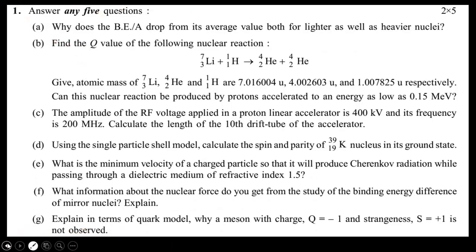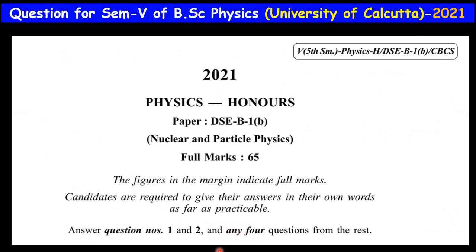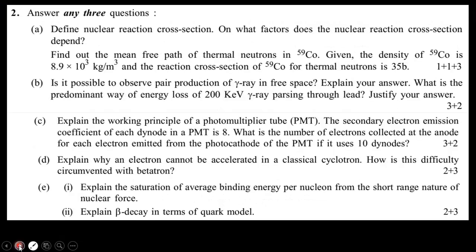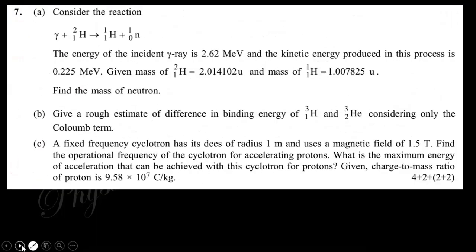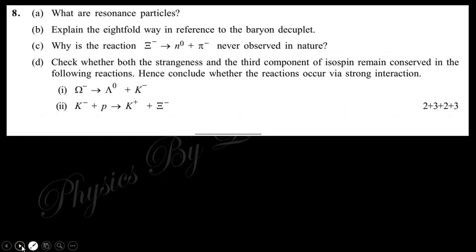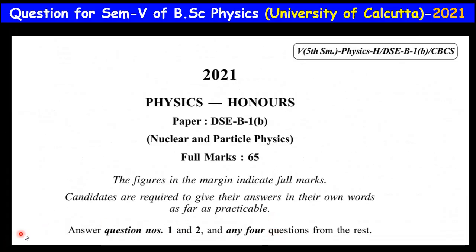You need to solve question 1, that is, out of 7 you need to solve 5 questions. In question 2 there are 5 questions, out of which you need to solve 3 questions. After that, you can see written here, any 4 from the rest, that is 3, 4, 5, 6, 7, 8. Out of these 6 questions, you need to solve 4 questions.